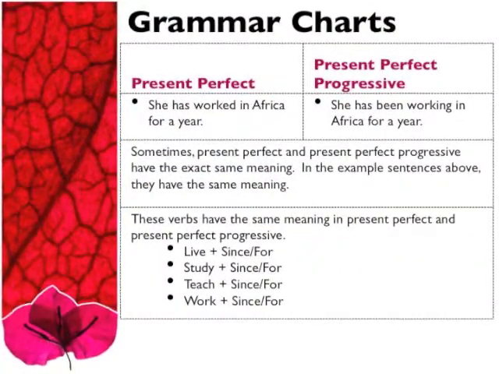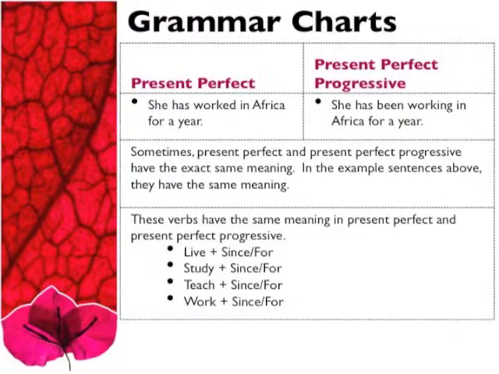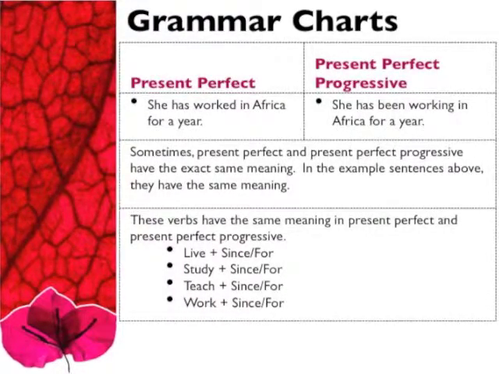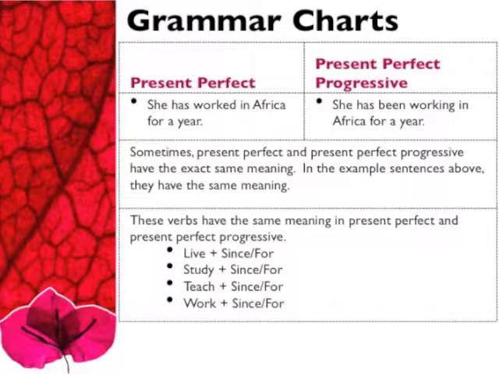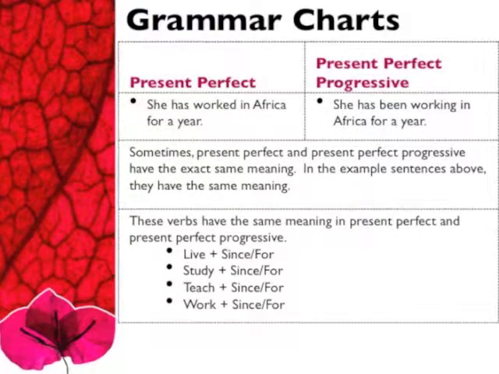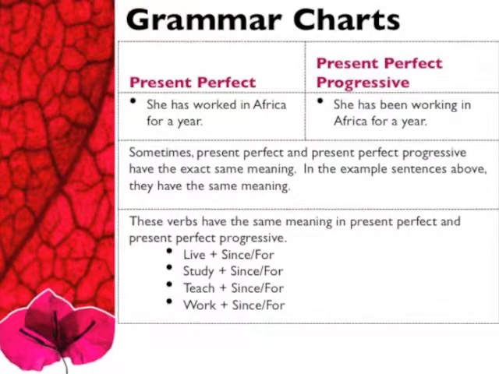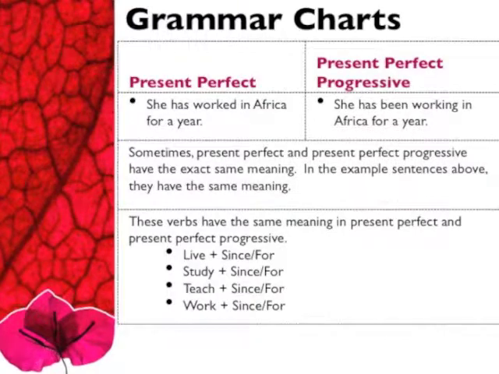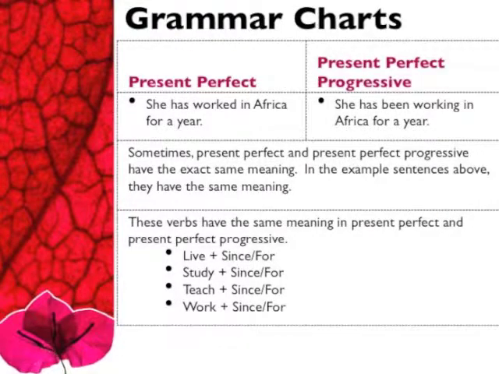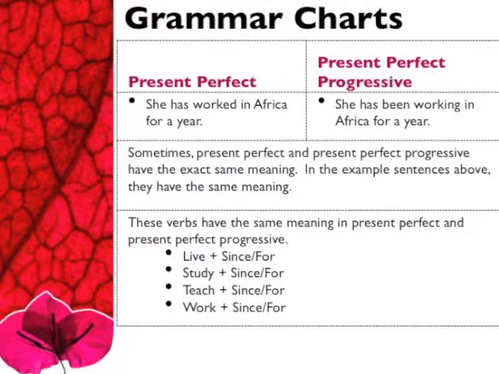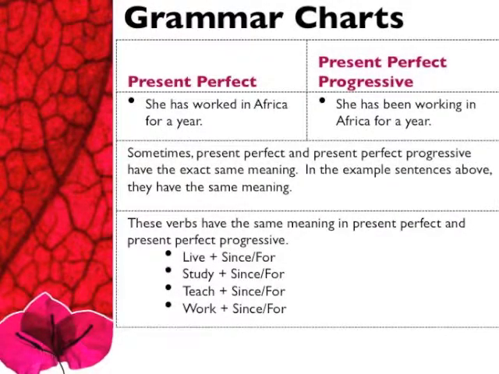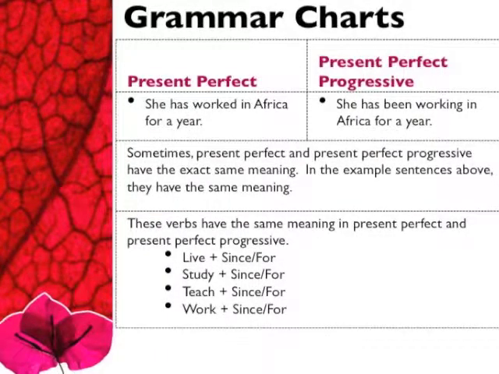Sometimes English is a little bit tricky, so sometimes present perfect and present perfect progressive have the exact same meaning. So if you look at the 2 sentences above, she has worked in Africa for a year, and she has been working in Africa for a year, these sentences mean the exact same thing. There are some verbs that work this way: live, study, teach, and work. If you use these with both since or for, they will have the exact same meaning in both present perfect and present perfect progressive.